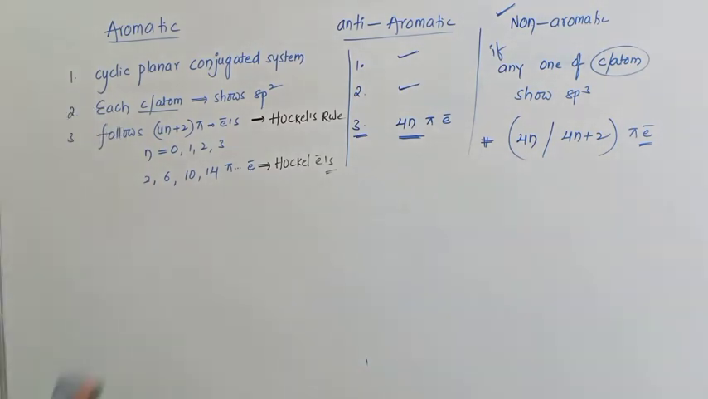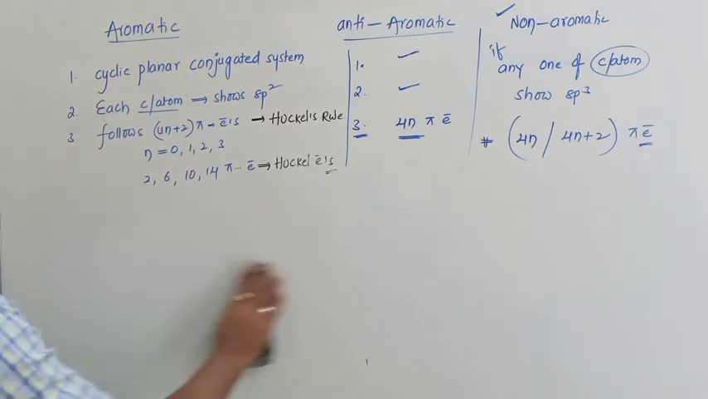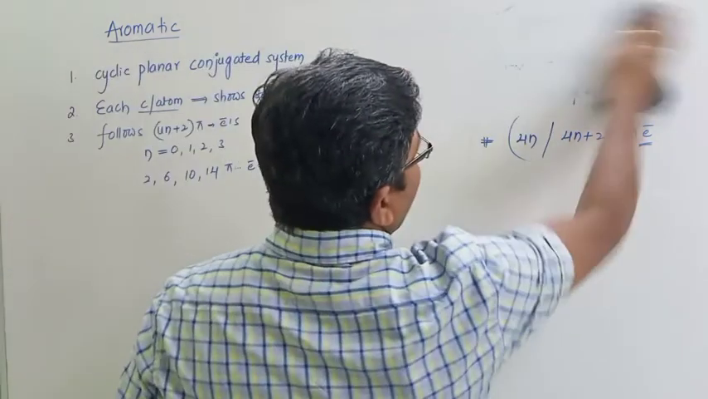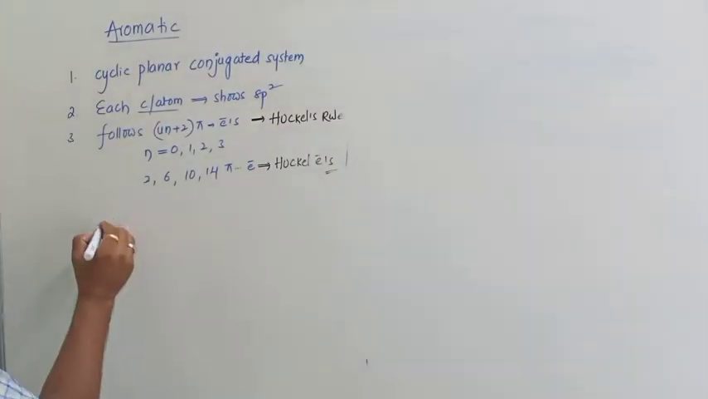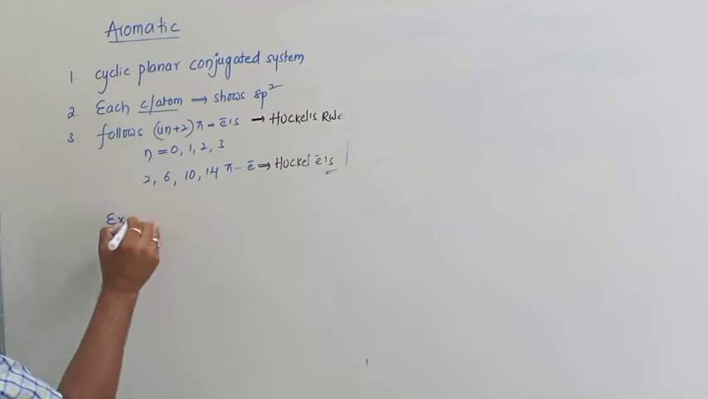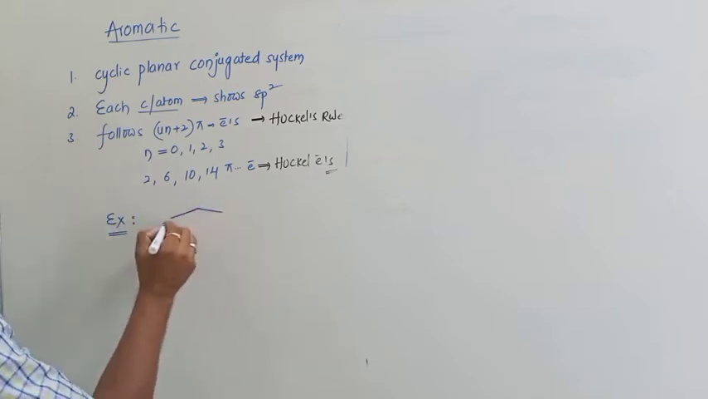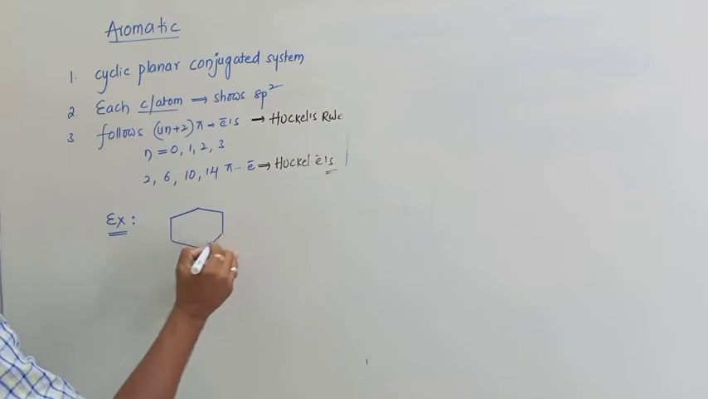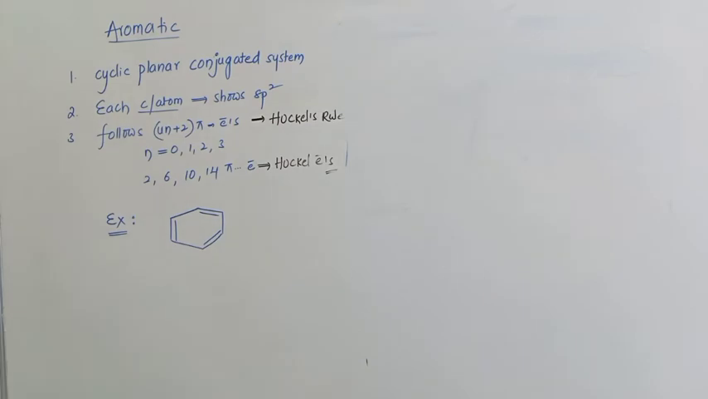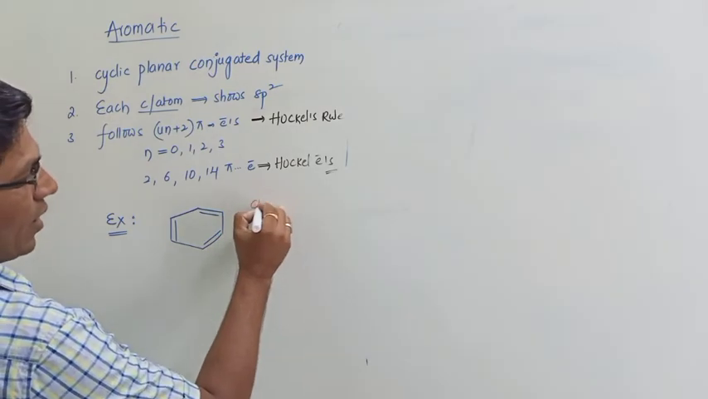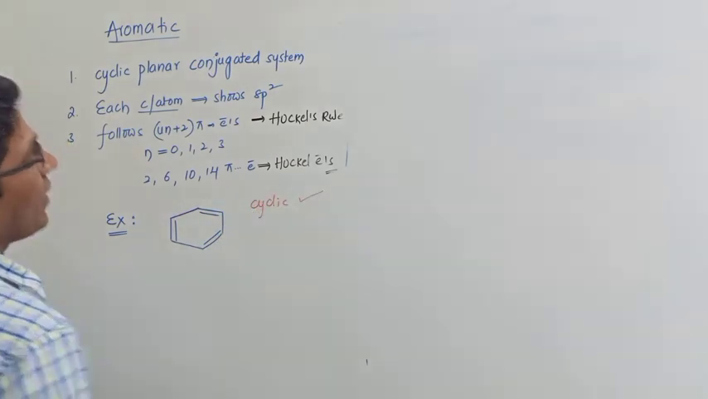Now we'll go to applications. First, aromatic compounds. For aromatic compounds, see the example, a very, very familiar example: benzene, C6H6. In benzene, with alternate double bonds, it is a six-membered ring. Now see the conditions. It is a cyclic compound. Yes, it is a cyclic compound. The first condition is satisfied.